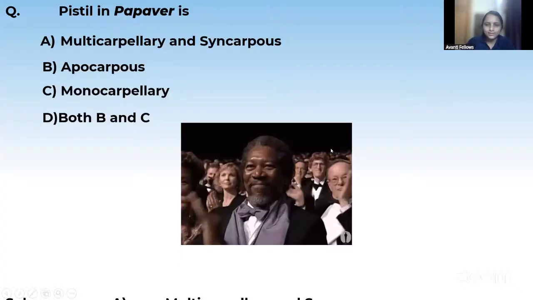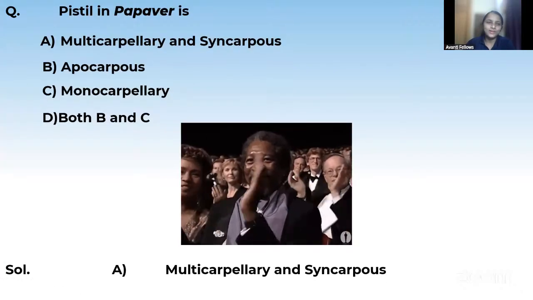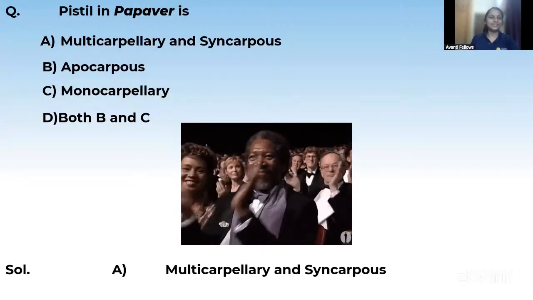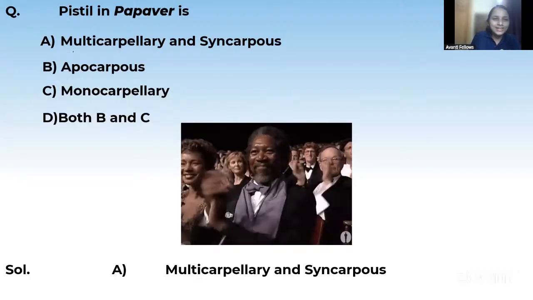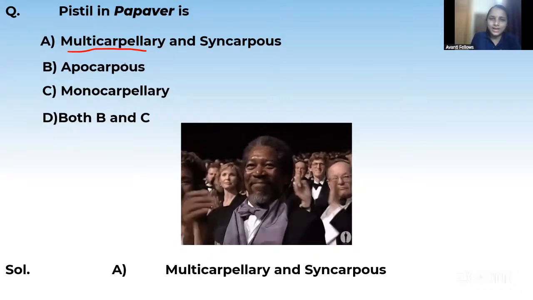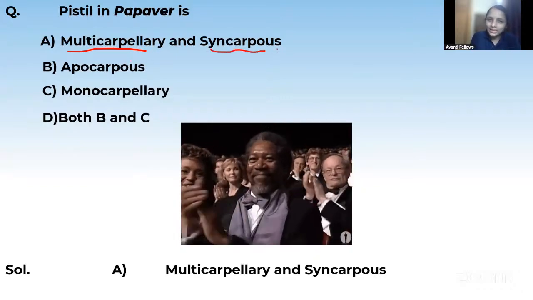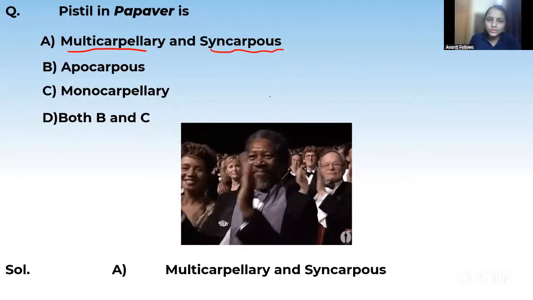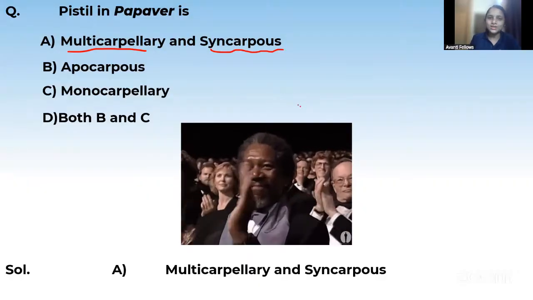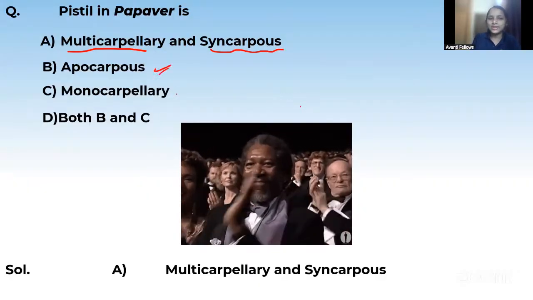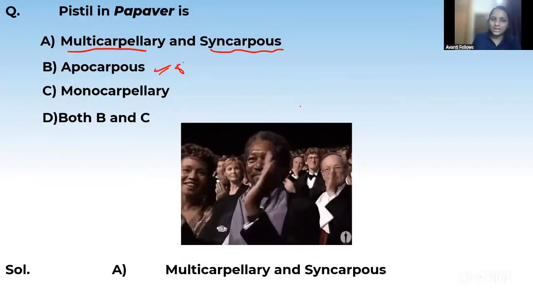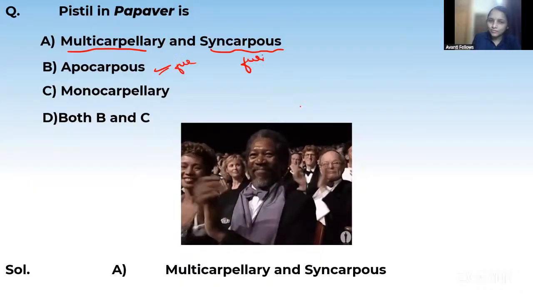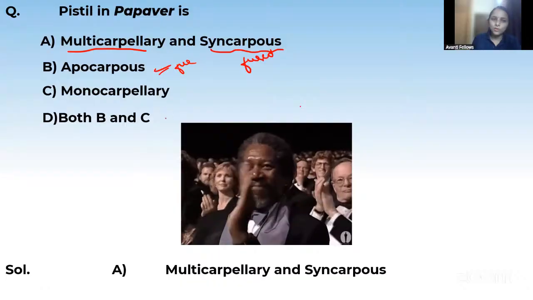Which is the correct answer? Very good, guys. All have given the correct answer, no? So that's why this class from me. Okay. It is multicarpellary. The first one is multicarpellary, right? It is syncarpous. It is fused, right? Now only we studied. It is fused. Apocarpous means free, right? Syncarpous means fused, right?